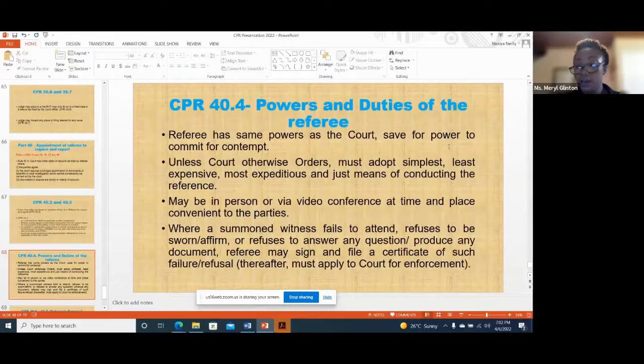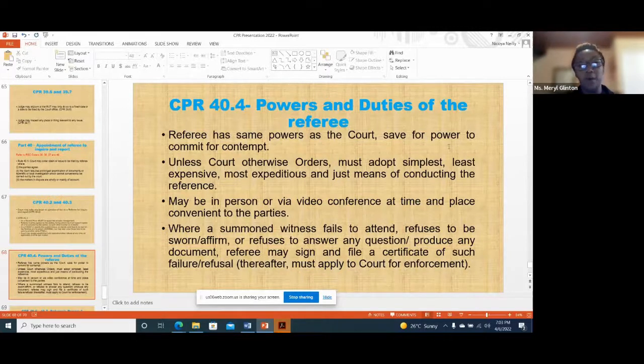Under 40.4, the referee has the same powers as the court, save that the referee is not able to deal with committal for contempt of court. Unless the court otherwise orders, the referee must adopt the simplest, least expensive, most expeditious, and just means of conducting the reference. That reference can be in person or via video conference, and it can be at a time and place that is convenient to the parties, taking into account the issues above, keeping it least expensive.